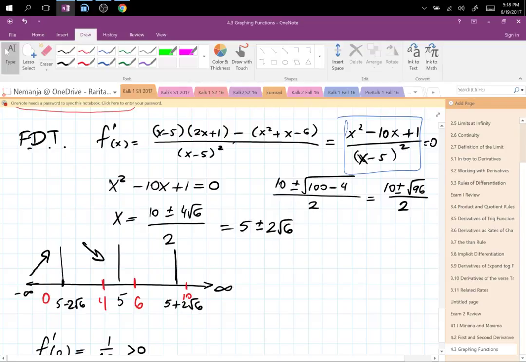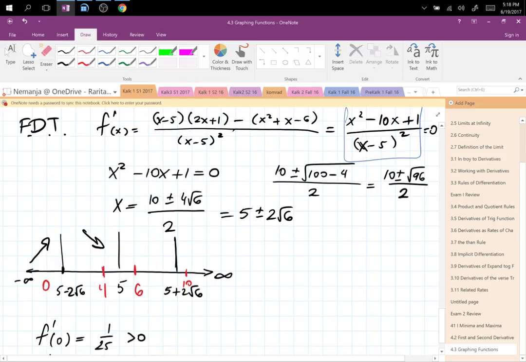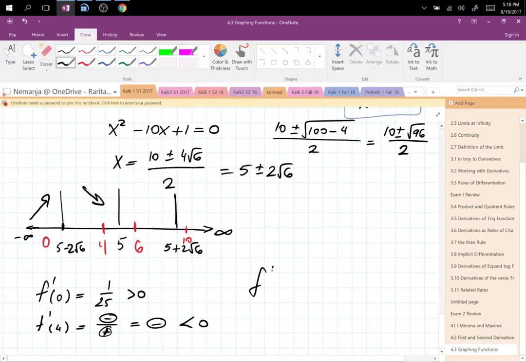We don't need the exact values for the first derivative test. We just need to know whether it's negative or positive. Negative means the function is decreasing, and positive means the function is increasing. So I just use the analysis here to quickly determine that the derivative is negative, and because of that we have a decrease. Now we repeat the same procedure for number 6.